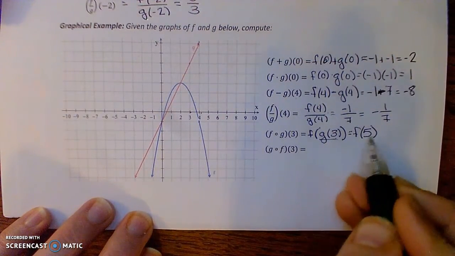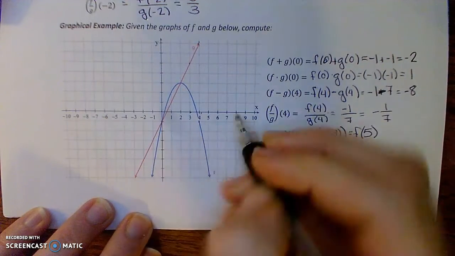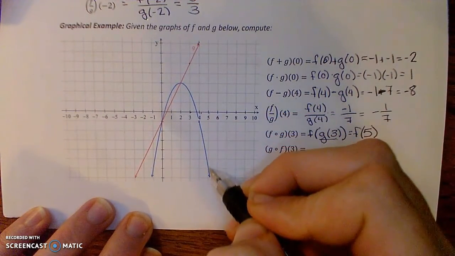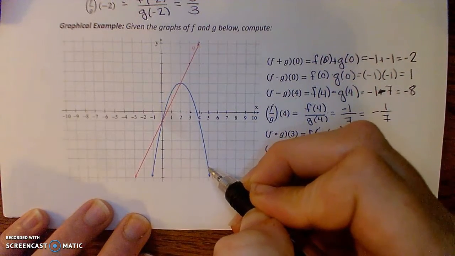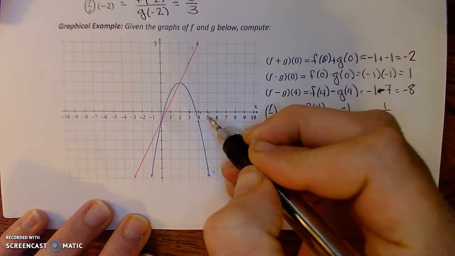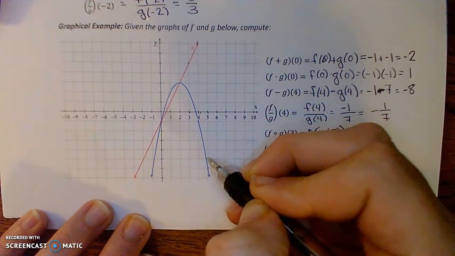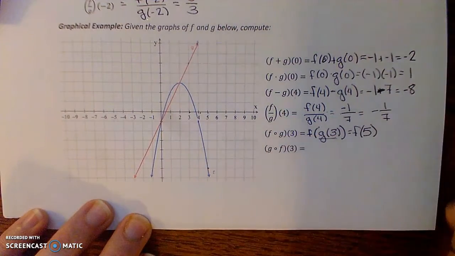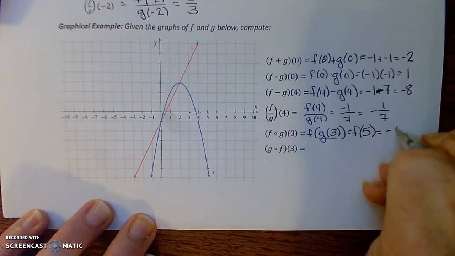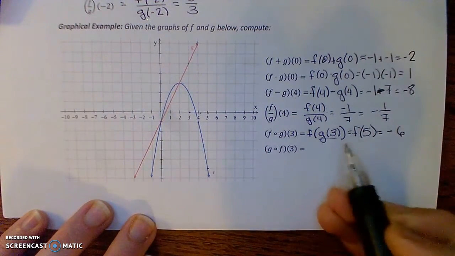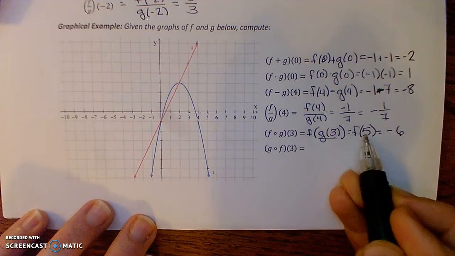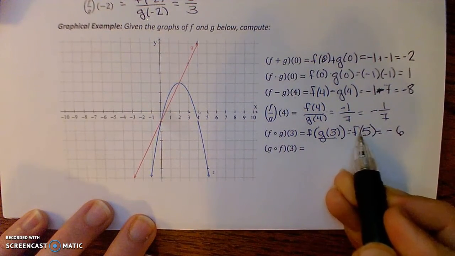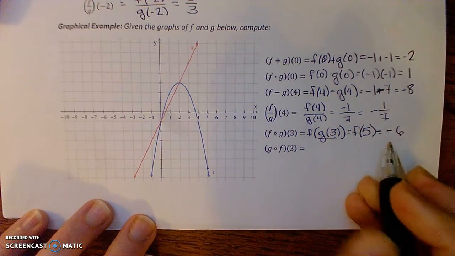Now I'm going to plug that into the function f. So I find 5. Here is the point on the graph that corresponds to 5. That's 1, 2, 3, 4, 5, 6. That's -6. So again, what I did was work from the inside out. First, find g of 3. Found that to be 5. Then plug that into f. F of 5 is -6.